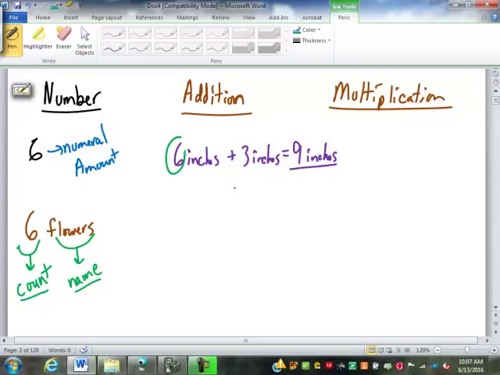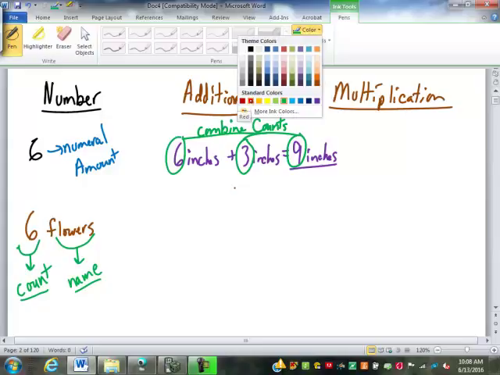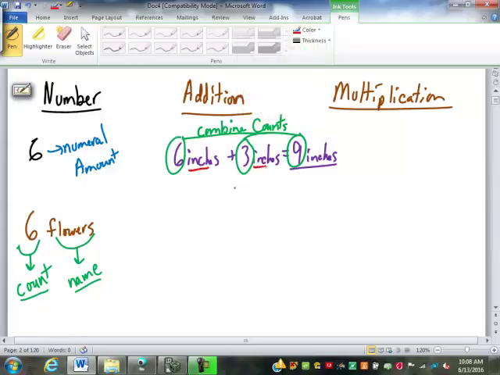Our count, we had 6 and 3. Those were combined to make 9. So we combined our counts. We're adding here, so we combined them with addition. Let's look at what happened with the name. We have inches, and our result was inches. When we add numbers, we keep the same name.